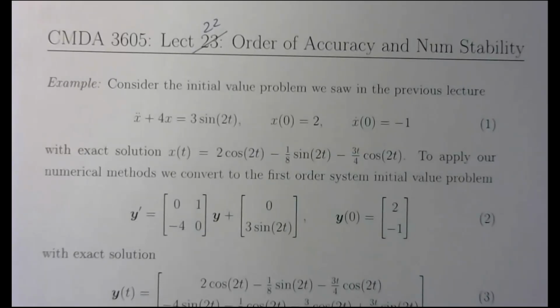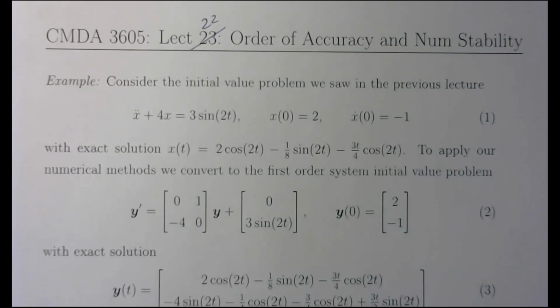Hey everyone, we're back to talk about lecture 22, about the order of accuracy and numerical stability for numerical integration methods. Last time we developed Euler's method, Heun's method, and the Runge-Kutta method for numerically solving differential equations. We didn't really talk about how accurate they were.